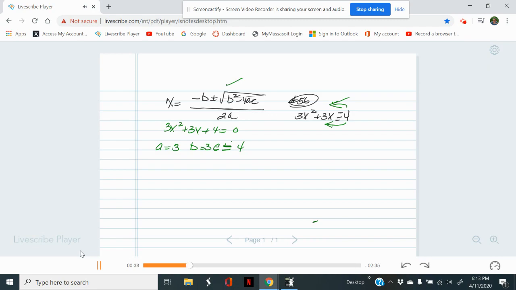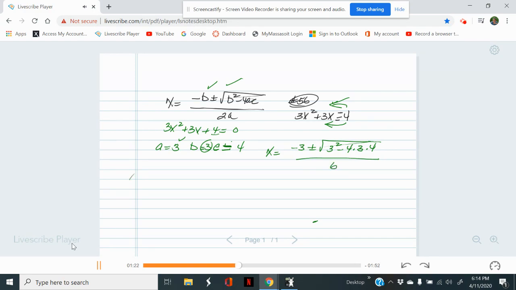So putting the values into the quadratic formula, x is equal to the opposite sign of b. b is 3, so the opposite of that is negative 3, plus or minus the square root of b squared. So that's going to be 3 squared minus 4 times a, which is also equal to 3, minus 4 times 3, and then your c value here is 4. All right, a whole bunch of 3's. All divided by twice a, so if a is 3, twice a is going to be 6.